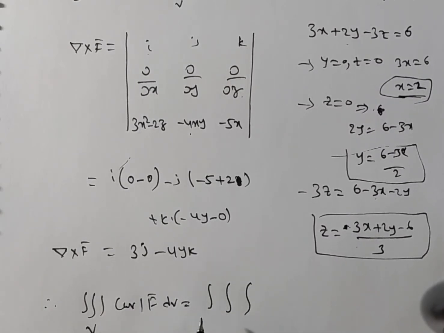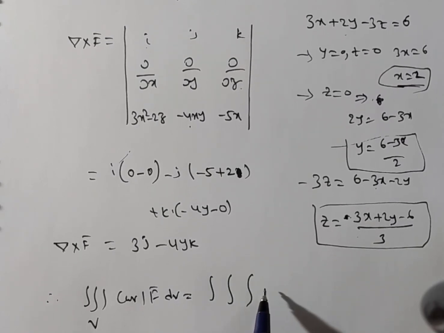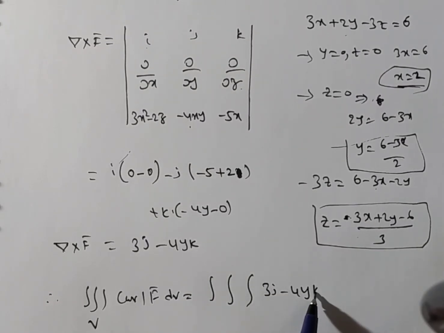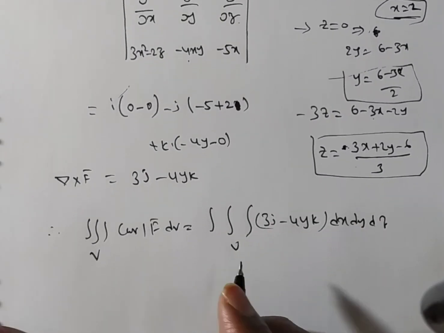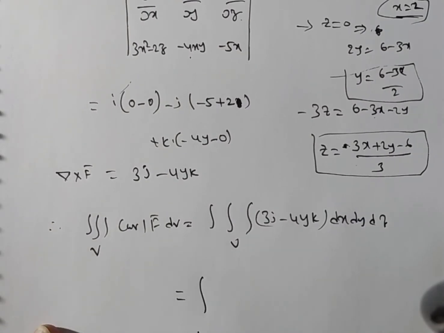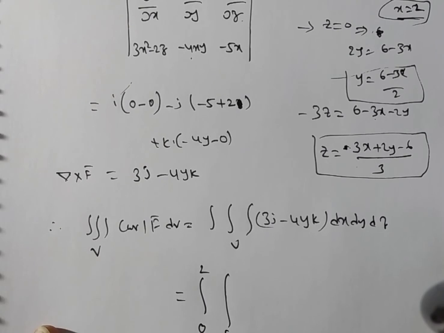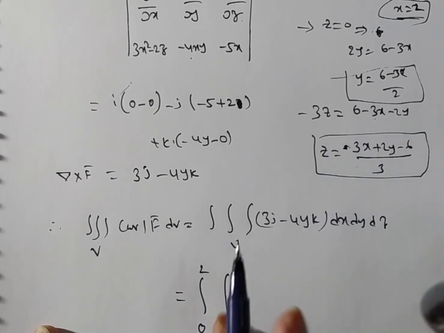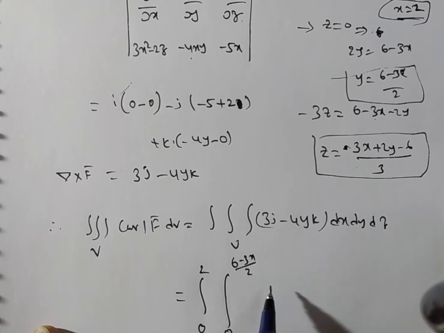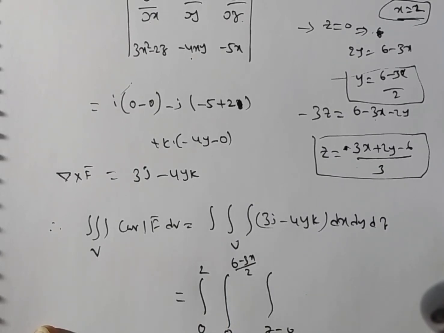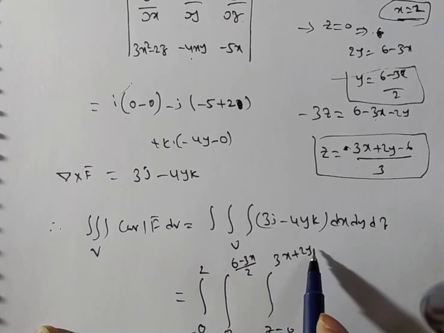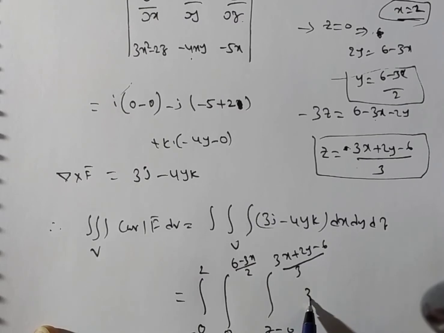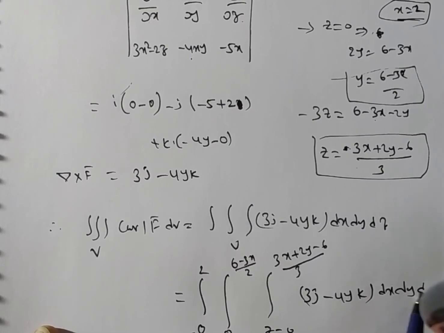Okay, next we also need to write the limits. I'll write them in the next step. Curl F bar is nothing but 3j − 4yk, into dx dy dz over volume V. Now what are the limits of x, y, z? You see, the x limit is from 0 to 2, and y is from 0 to (6 − 3x)/2. This is the y limit, this is the x limit. The z limit is from 0 to (3x + 2y − 6)/3, and the integrand is 3j − 4yk times dx dy dz.